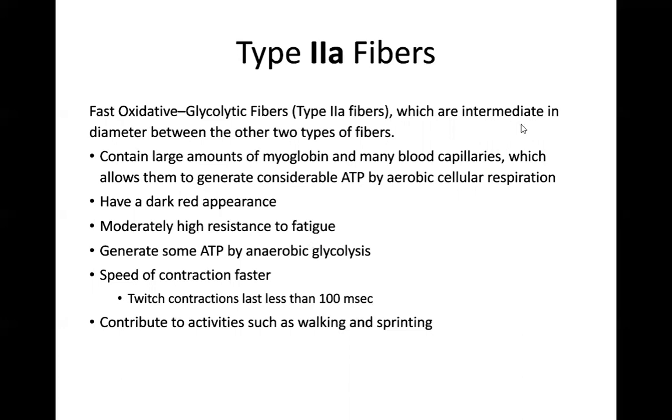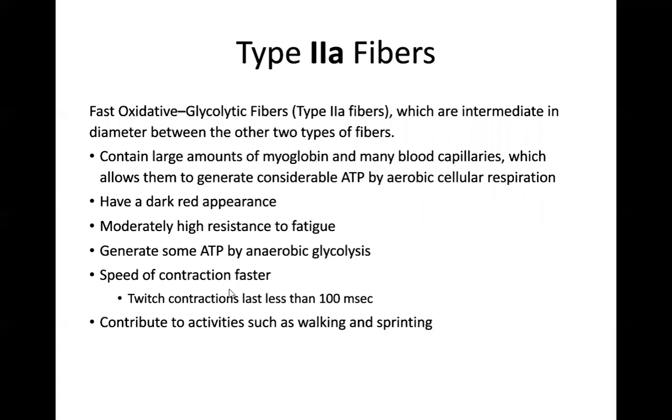Once again, I use the term intermediate, and that's because they're somewhere in the middle between the other two types in things like diameter. They're kind of a hybrid between the two, containing large amounts of myoglobin, many blood capillaries, allowing them to make their ATP considerably by aerobic respiration, dark red in appearance, moderately resistant to fatigue. Once again, they do generate some ATP anaerobically.